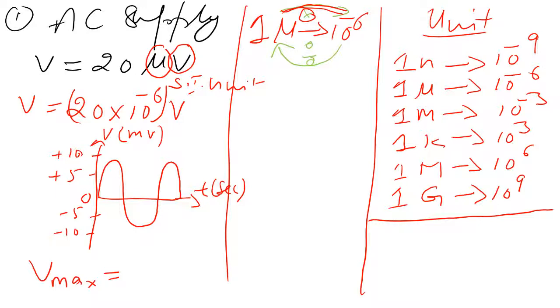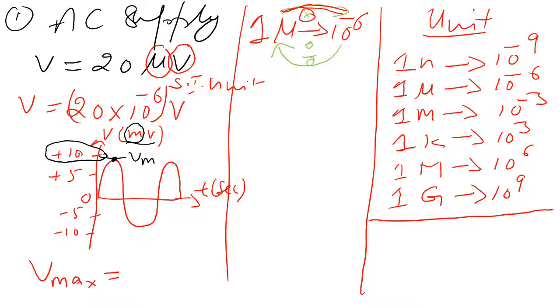But see the unit on the voltage line, in which unit the AC voltage is given. Here the AC voltage is given in milli, so this is millivolt. Your answer from this graph will come in millivolt. The maximum voltage from this AC voltage graph is this point, the V maximum. So this is the value of 10 millivolt.